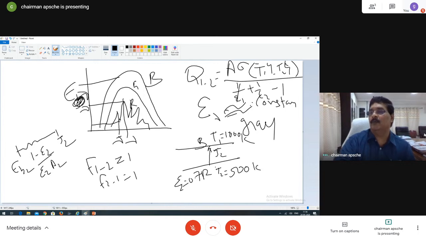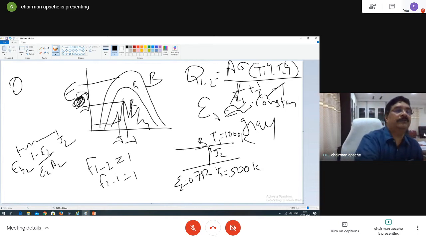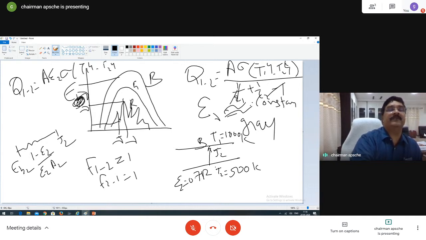This is 1. 1 and 1 cancelled. So Q12 is equal to A epsilon 2 sigma (T1 power 4 minus T2 power 4). So there are two parallel plates. Q12 you could calculate. Epsilon 2 is given as 0.7. A, of course, take per unit area.